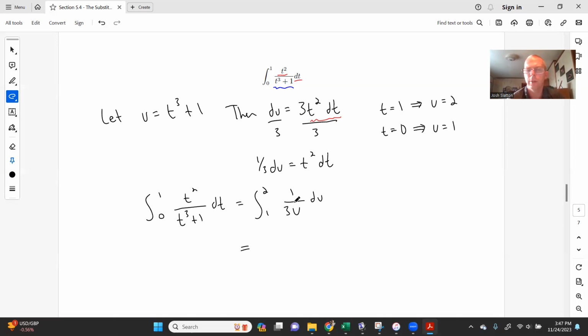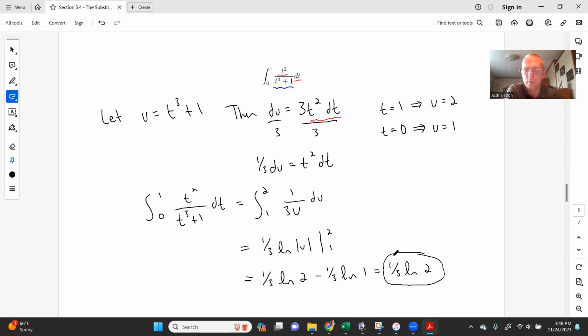So the antiderivative of 1 over u is ln of u. So this is just going to be 1/3 ln of u. You should always put it in the absolute values. In this case, it doesn't matter because we're only integrating over positive numbers anyway. Don't need the c because we have a definite integral. And then we'll just plug these in. So we get 1/3 ln of 2 minus 1/3 ln of 1, which is 0. And that is just 1/3 ln of 2.